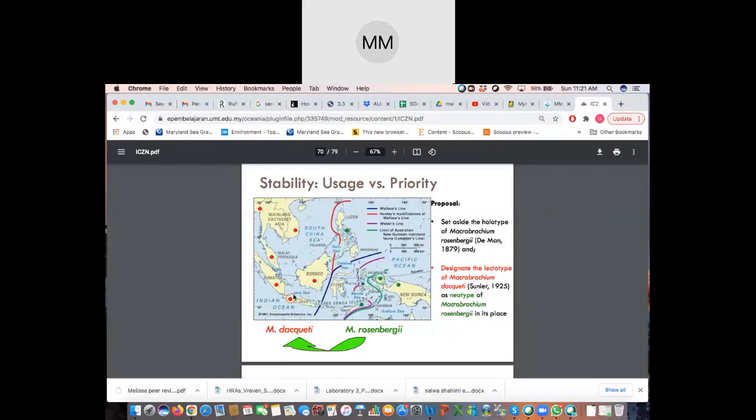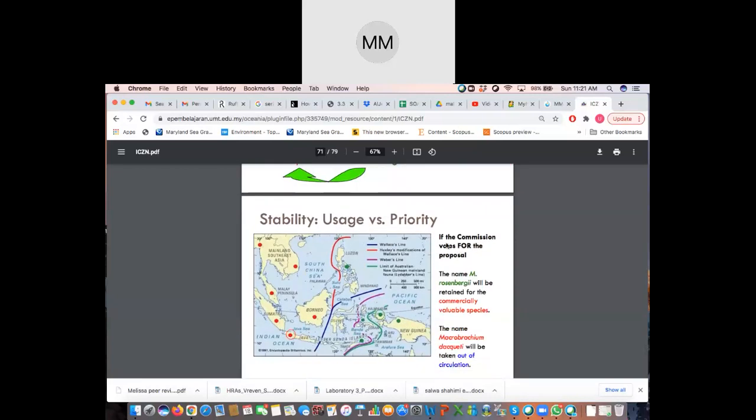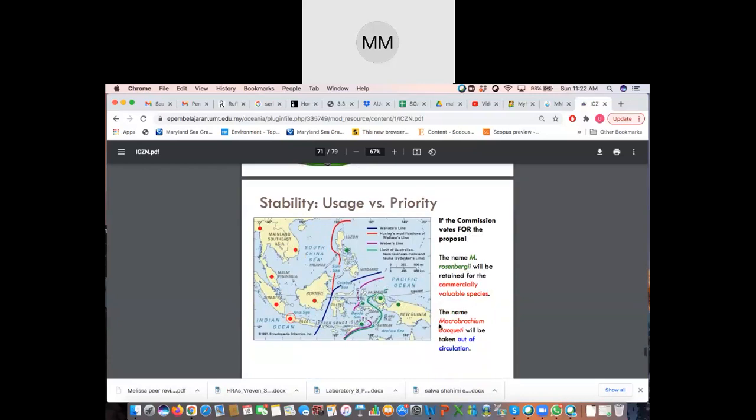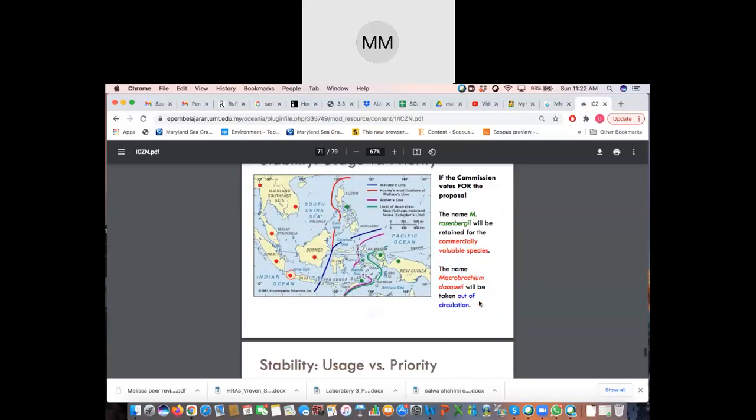So now, if this has been replaced with rosenbergii, what do you make of the species here? If the Commission votes for the proposal, the name rosenbergii will be retained for the commercially valuable species, but the name dacqueti will be taken out of circulation. So technically, dacqueti will in a way be taken out of circulation, but it will of course be in the synonym list.